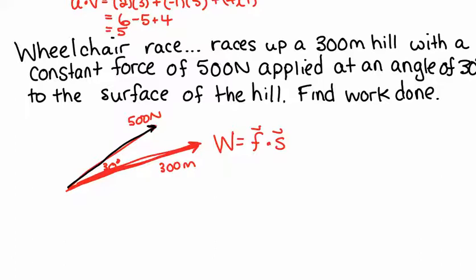This person's doing 500 newtons, but since that's at an angle of 30, we want to know what that will be projected onto this vector. We're looking for the x component of that, like what's this value here, and then we'll multiply it by 300. So it's pretty much the dot product, because this value x here would end up being 500 cos 30 times 300. So really that's the dot product.